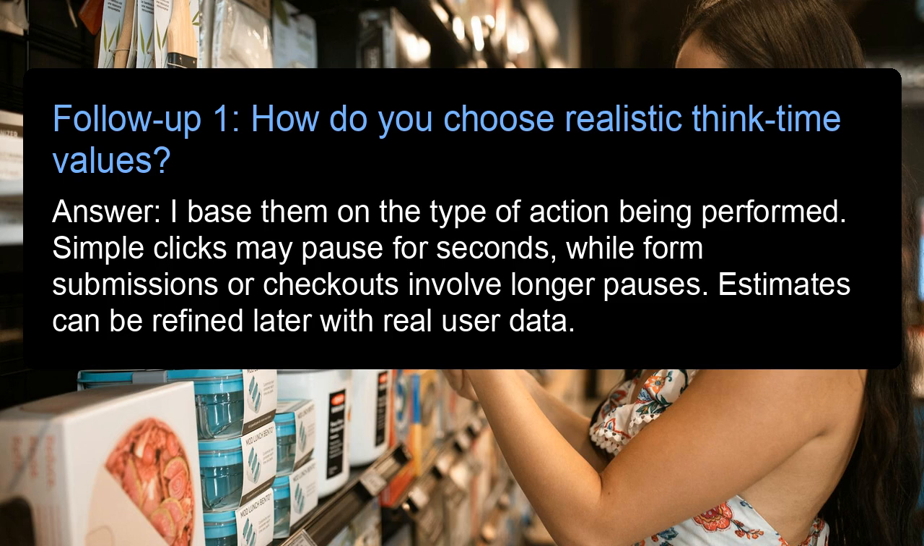Follow-up 1. How do you choose realistic think time values? Answer: I base them on the type of action being performed. Simple clicks may pause for seconds, while form submissions or checkouts involve longer pauses. Estimates can be refined later with real user data.